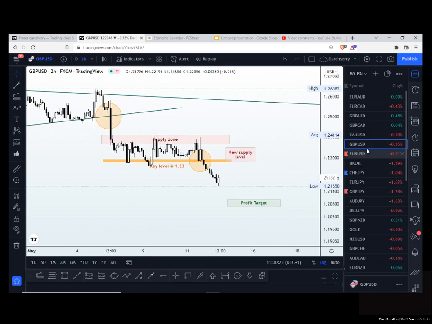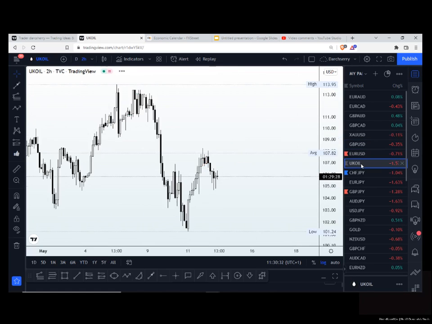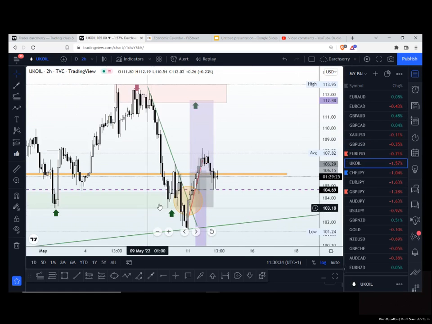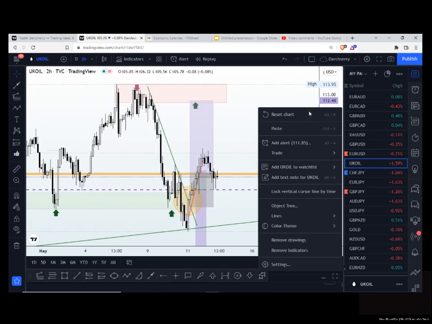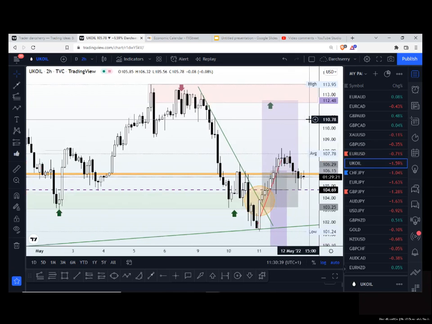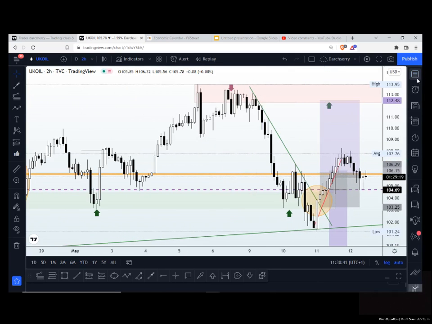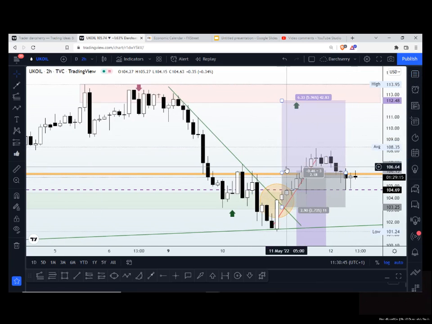So moving on, let's move on to UK oil. Yes, we are on UK oil right now. I don't know if Khan is around. Khan is always keen with the UK oil thing. So here we are on the UK oil. This is what we have here at the moment.